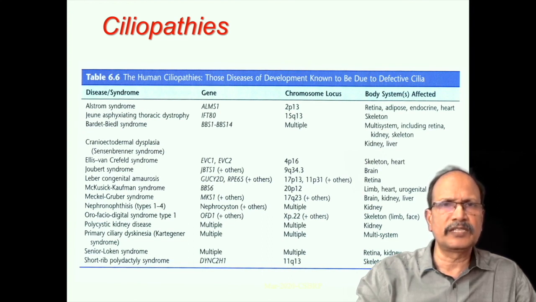And there are many other syndromes which come under ciliopathies, and this table gives the different genes that are associated with the ciliopathies and their location, and also the system that is affected in these diseases.